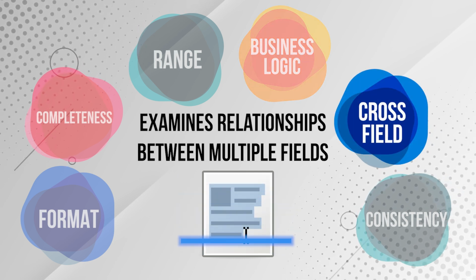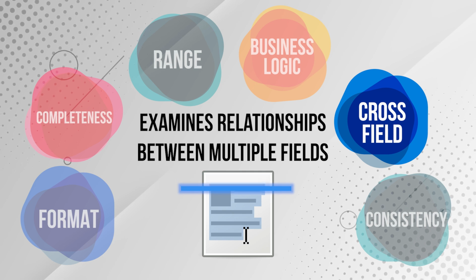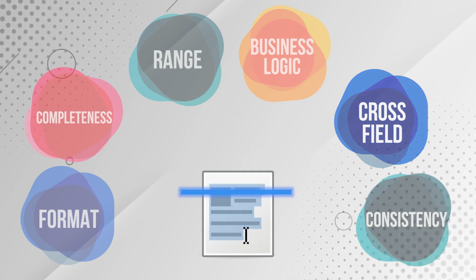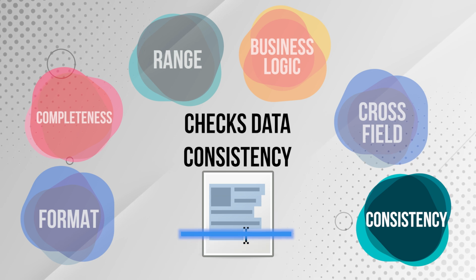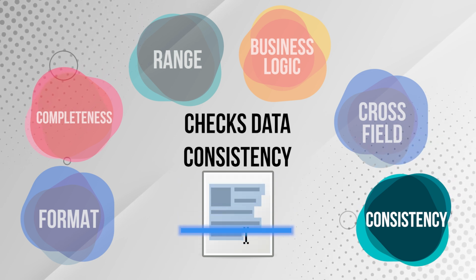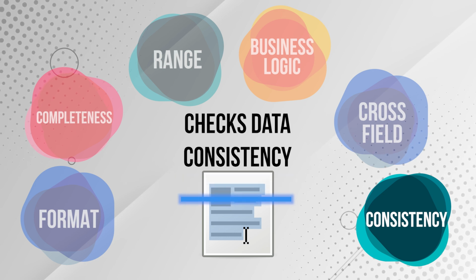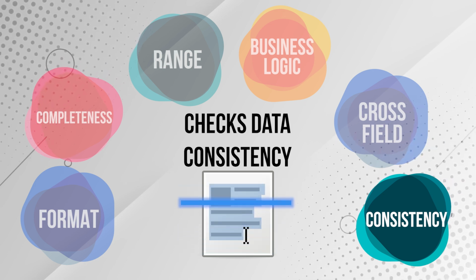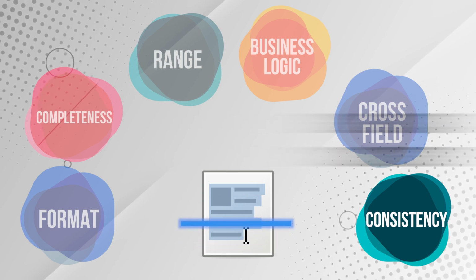It ensures that data aligns with your enterprise's unique requirements. Cross-field validation examines relationships between multiple fields. It ensures that data interactions make sense. And lastly, consistency validation checks data consistency across related fields. It ensures that independent data aligns logically. For example, ensuring that customer and vendor information is consistent across all business systems.